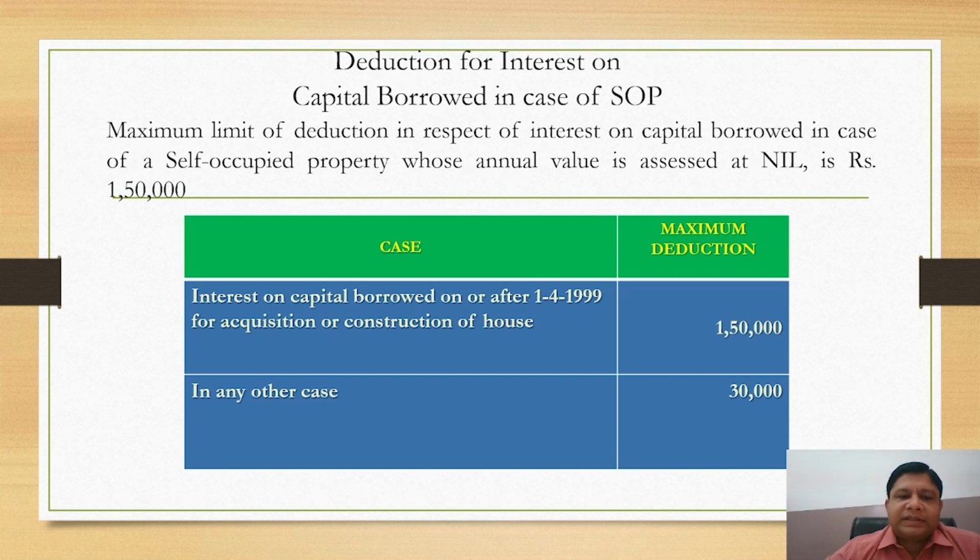The maximum limit of deduction in respect of interest on capital borrowed in case of self-occupied property whose annual value is assessed at nil is rupees 1,50,000. Here in this chart, two cases are mentioned. Interest on capital borrowed on or after 1st April 1999 for acquisition or construction of house: maximum deduction is 1,50,000. In any other case, maximum deduction will be 30,000.